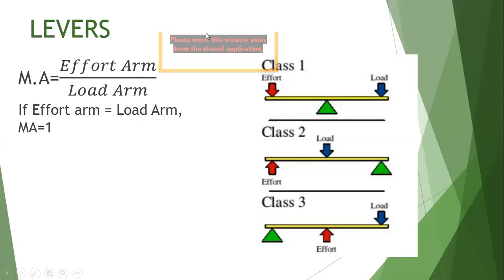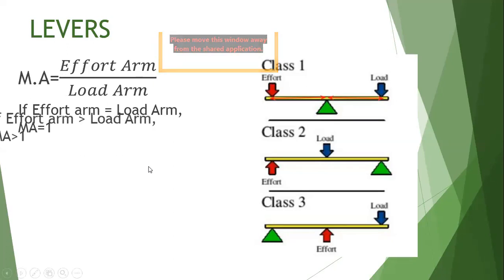So you can have this example here, that if you look at this very important distance, you will find this is the fulcrum, this distance is my load arm, and this distance is my effort arm. Because what is effort arm? From the effort to the fulcrum. What is load arm? From the load to the fulcrum. So if this comes out to be equal, my MA comes out to be 1.